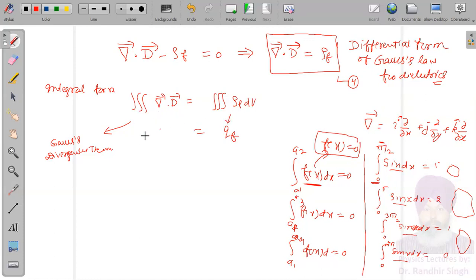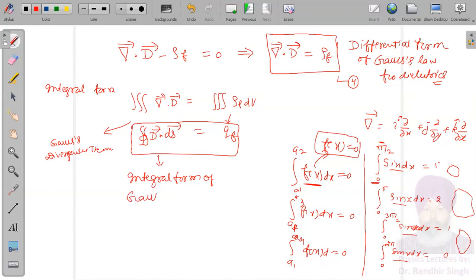Now this is going to become qf. If I apply divergence theorem in the backward order, it will become double integration D dot dS is equal to qf. This is the integral form of Gauss law for dielectrics. Now any other question?